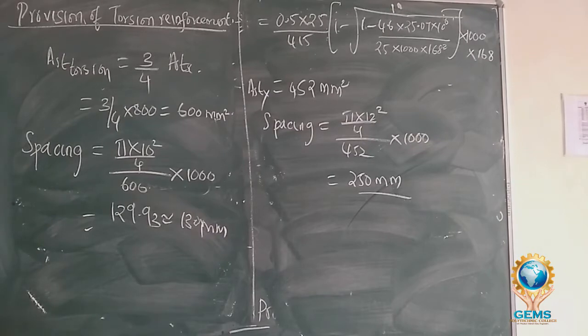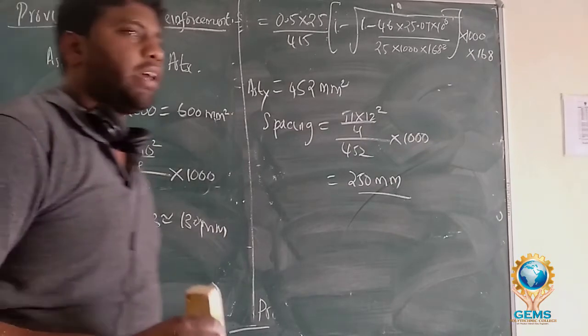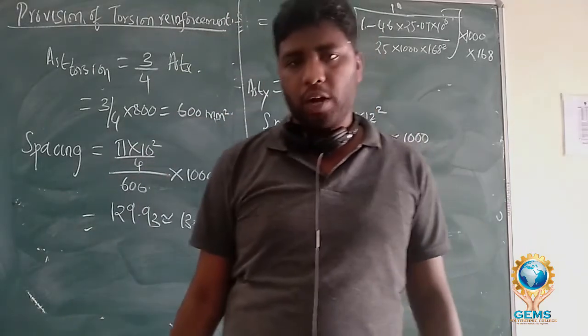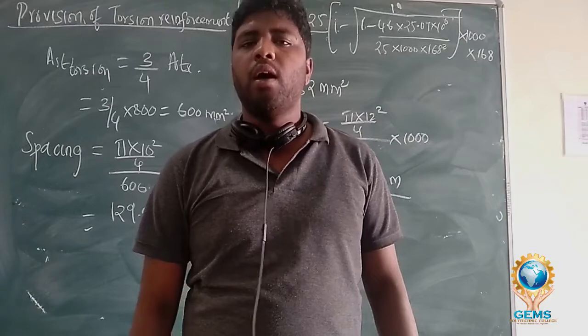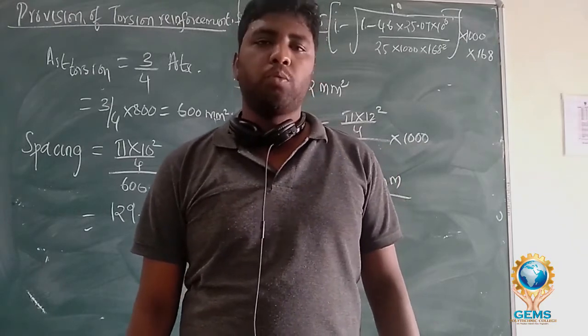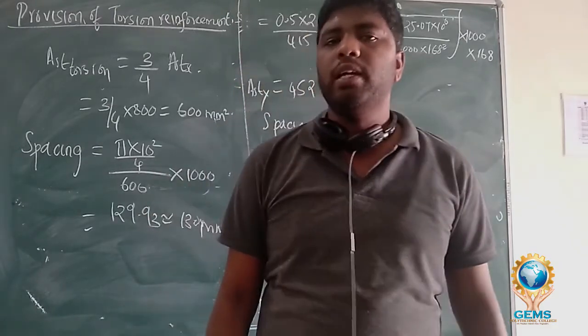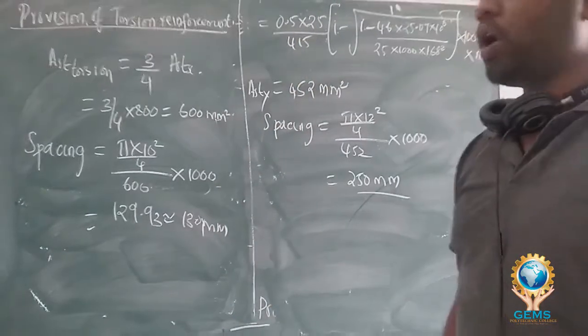So after providing torsion reinforcement, what is left in the design? What you will check? You will check for deflection, you will check for shear, and you will check for development length, and you will draw the reinforcement details. Okay, so these three checks will be your assignment.